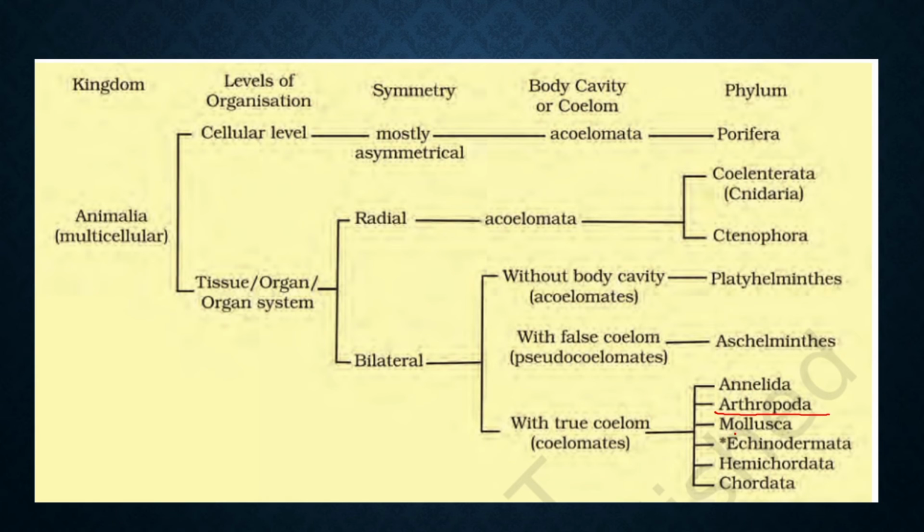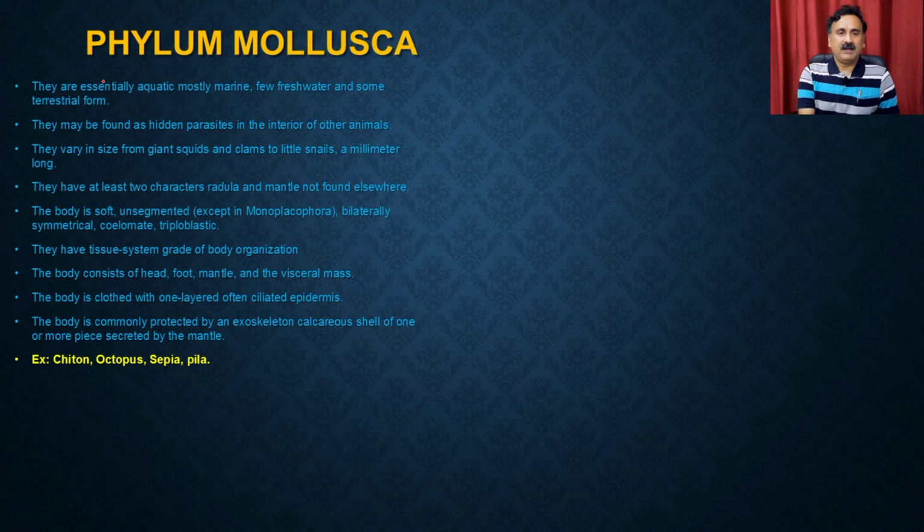Now let's move on to the discussion about Mollusca. So molluscs are freshwater or marine animals. Phylum Mollusca: they are essentially aquatic, mostly marine. Few are freshwater and some are terrestrial forms. They may be found as hidden parasites in the interior of some animals. So they are either free living or parasitic in nature. They vary in size from giant squids and clams to a little snail, a millimeter long, right?